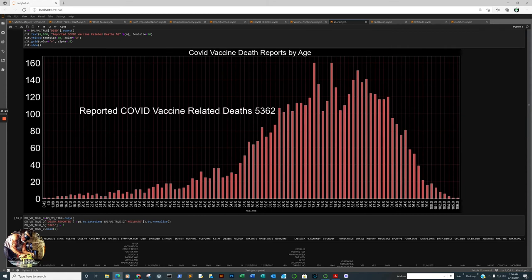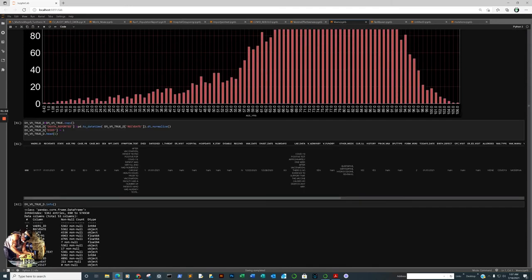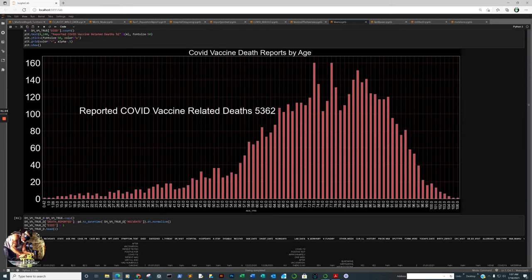Vaccine-related, reported vaccine-related deaths. We're getting a total of 5,000, reading at 62. Again, this has to be validated in reference to potential duplicates in the database that can falsely inflate this. But in the same light, only 1 to 10% of all vaccine adverse event reports actually get reported to the VAERS system. So again, take everything with a grain of salt. Just consider this as a possibility until it can be validated later on.